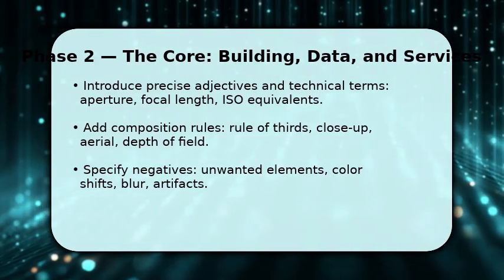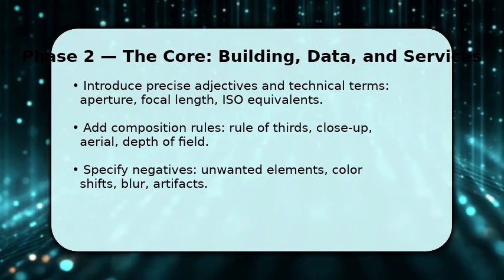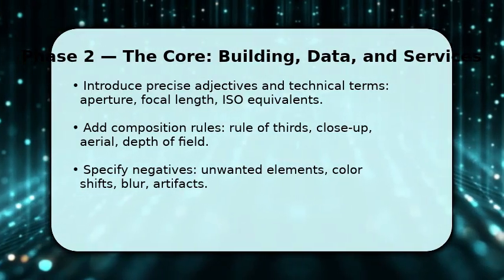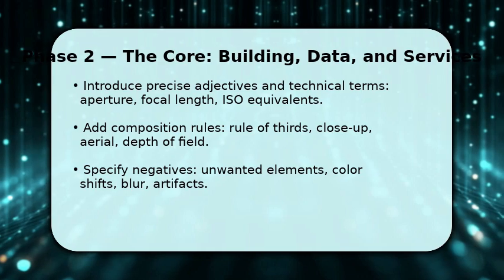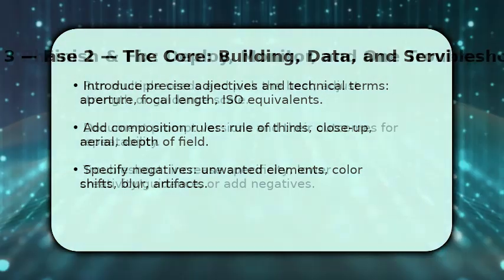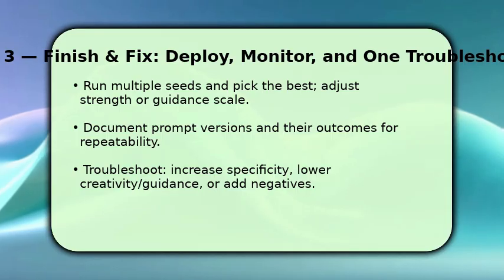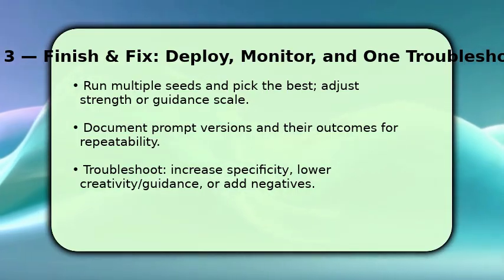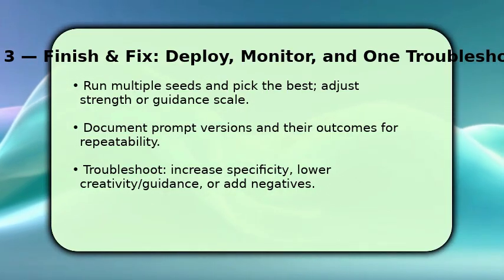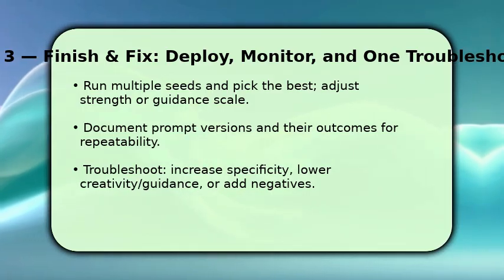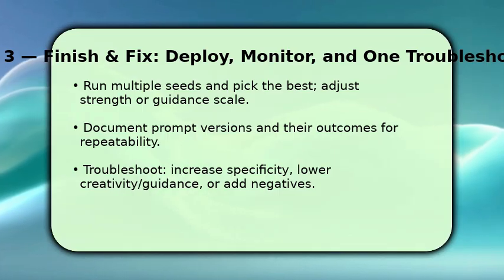Once done, iterate by changing one variable at a time so you learn cause and effect. This helps you converge on a consistent visual language across prompts. Finish by running several seeds and selecting the best outputs, then tweak strength or guidance parameters to stabilize results. Save your final prompt and variations so you can reproduce or scale the look.